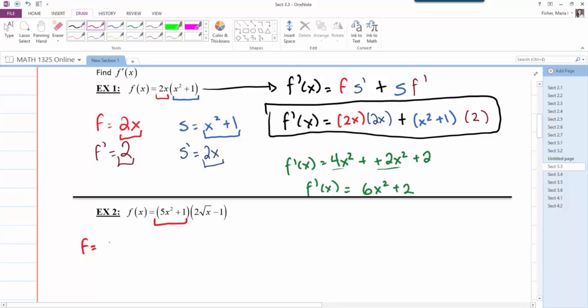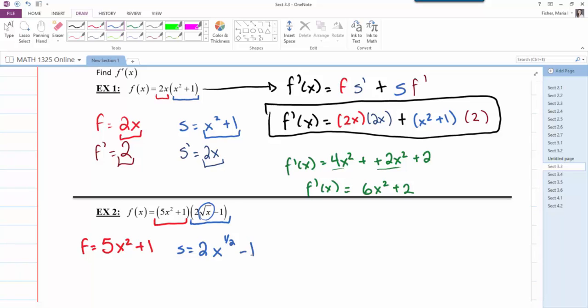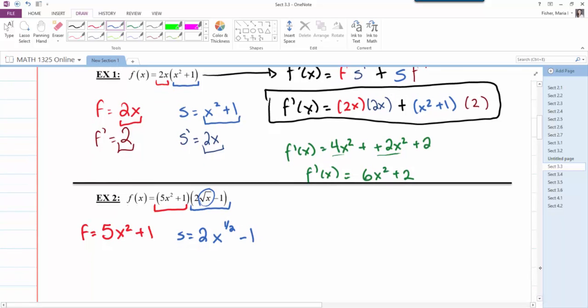So my first function is going to be 5x squared plus 1. And label my second. So I'm going to label my second function as 2, and instead of the square root of x, I'm going to write x to the 1/2 power, because we know that the square root of x is the same as x to the 1/2 power. So 2x to the 1/2 minus 1. And then I'm going to find the derivative of the first and the derivative of the second.